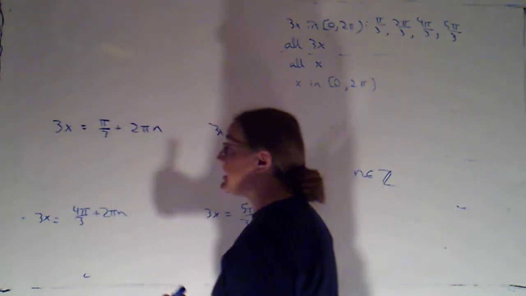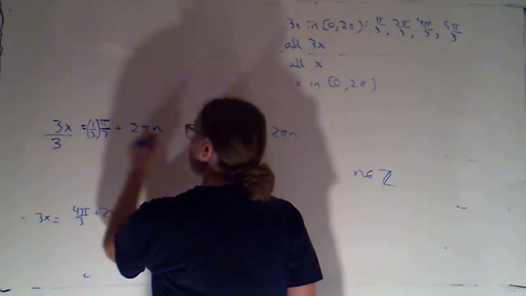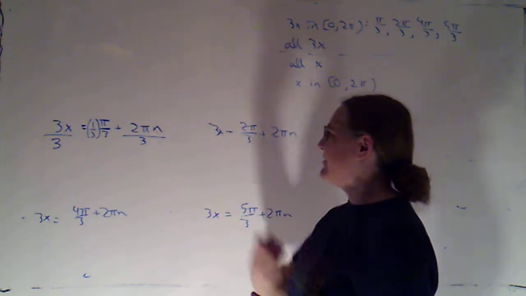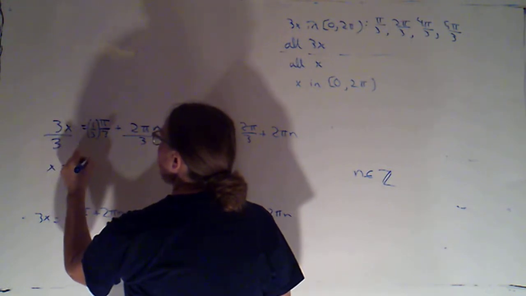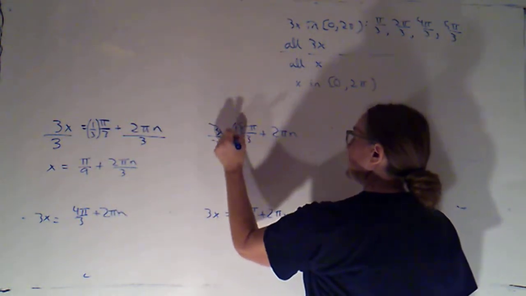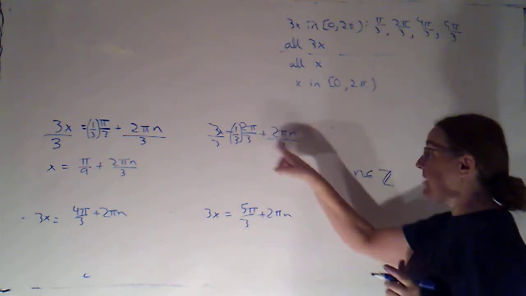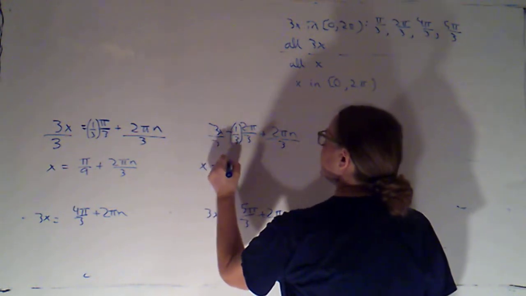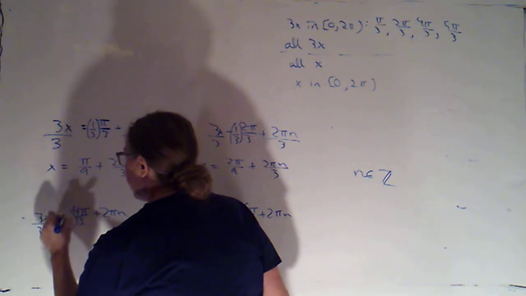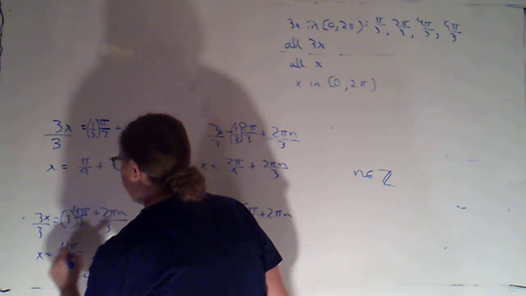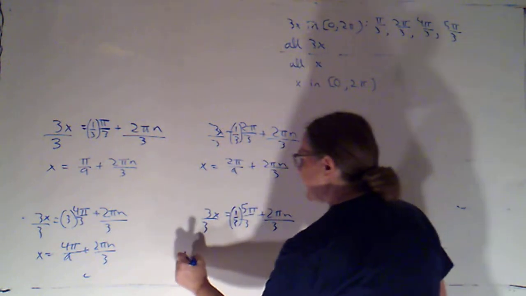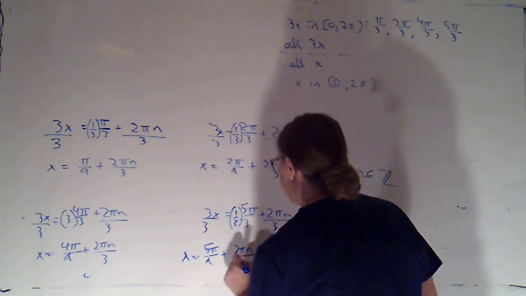So I'm going to solve for x by dividing by 3. Dividing by 3 means multiplying by a third. So if I have a piece that's a fraction, I'll multiply that by a third to divide by 3. When I have a piece that's not a fraction, I will just divide by 3. So I'm getting x is equal to pi over 9 plus 2 pi n over 3. Here, if I do the same thing, again, multiplying by a third when I already have a fraction, writing it as division when I didn't. So I'm getting x is equal to 2 pi over 9 plus 2 pi n over 3. Here, dividing by 3, I'm going to get x is 4 pi over 9 plus 2 pi n over 3. And here, dividing by 3, I'm getting x is 5 pi over 9 plus 2 pi n over 3.